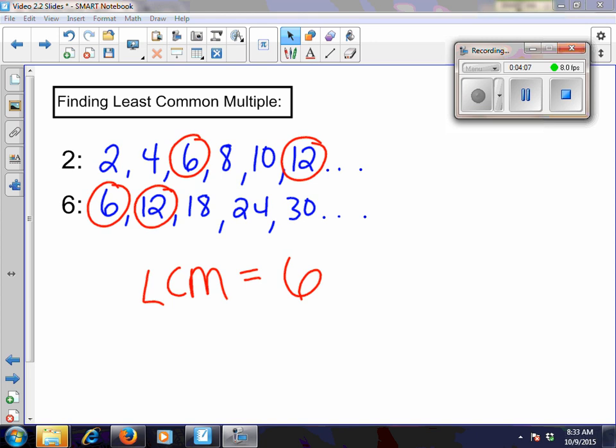Alrighty, self-check. Did you get the least common multiple to be 6? If not, go back to the last screen and review how to find least common multiple. Otherwise, let's go on to some real-life situations where we can use the least common multiple to solve some problems.